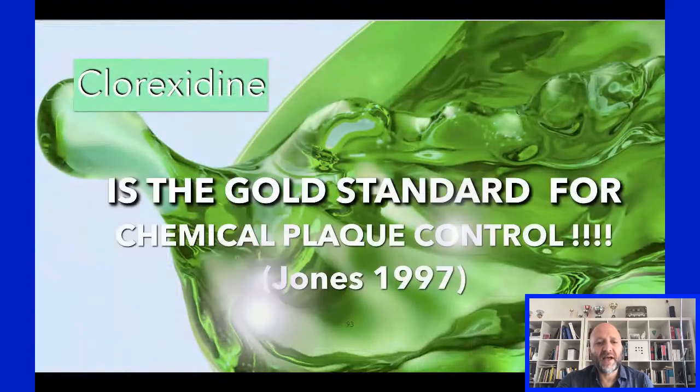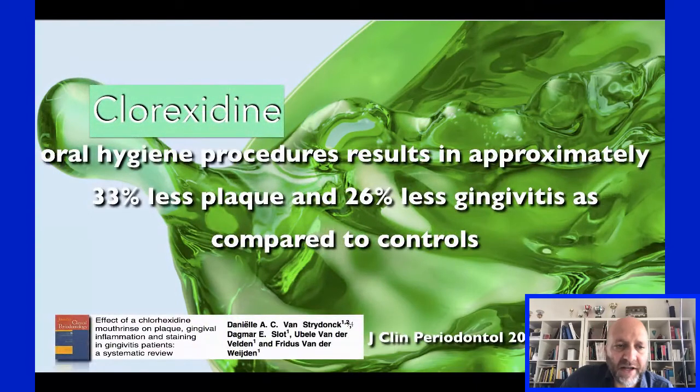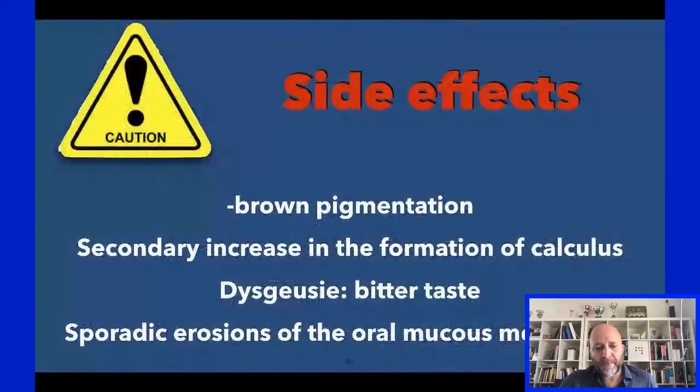We know that chlorhexidine is the gold standard for chemical plaque control, and if you use chlorhexidine, we can have better control of plaque and less gingivitis compared to when we don't use it. But if you use this kind of solution in an erratic way, we can have a lot of side effects, like bracket pigmentation, secondary increase of the formation of calculus, dysgeusia with a bitter taste, and sporadic erosion of the oral mucosal membranes.